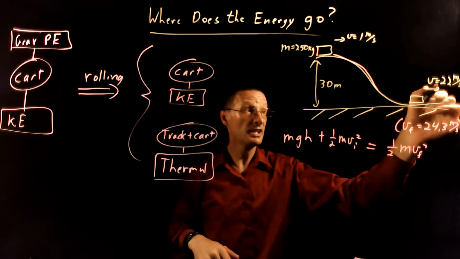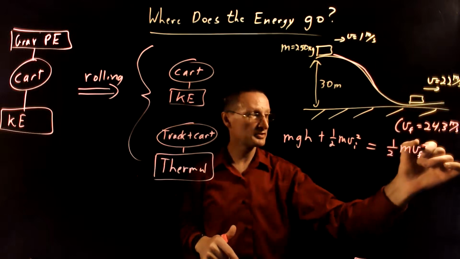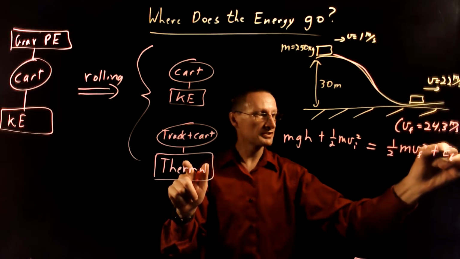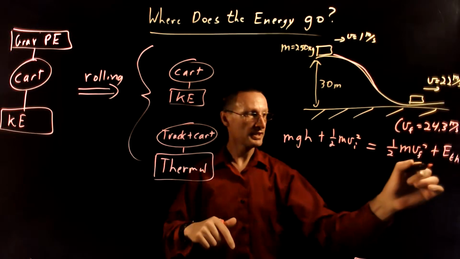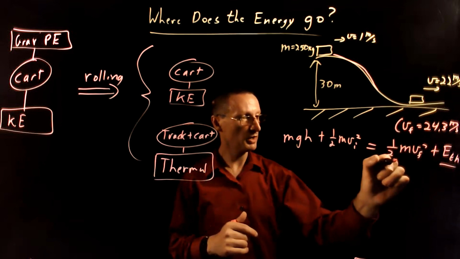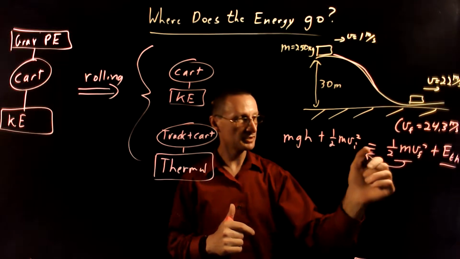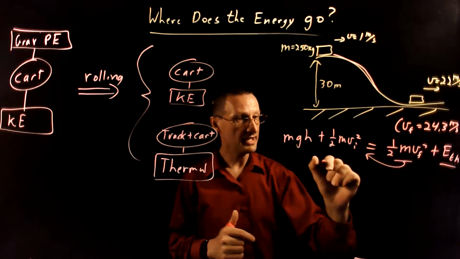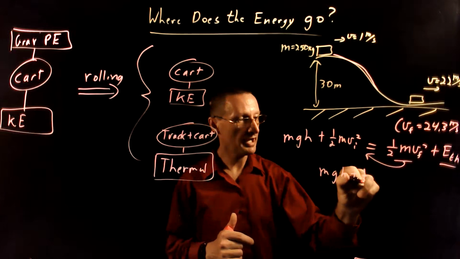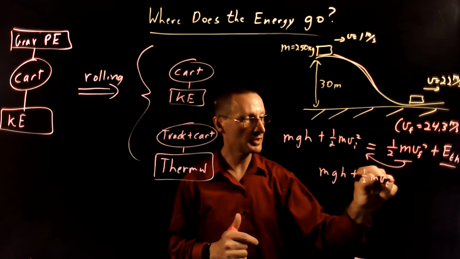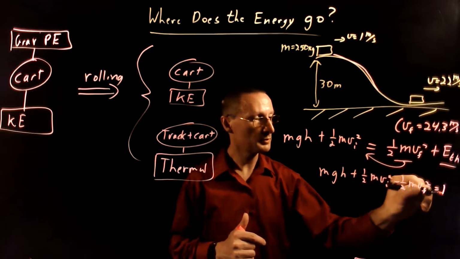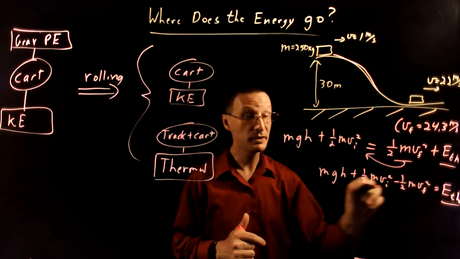This is the real velocity at the bottom, 22 meters per second, plus the thermal energy, and we don't have a nice equation for that. We're just going to call that thermal energy at the bottom. We want to find that thermal energy at the bottom. So how do we do that? Well, we need to move this to the other side. So let me subtract it from both sides, and that will give me mgh plus 1/2 mv initial squared minus 1/2 mv final squared is equal to that thermal energy that we want to compute.